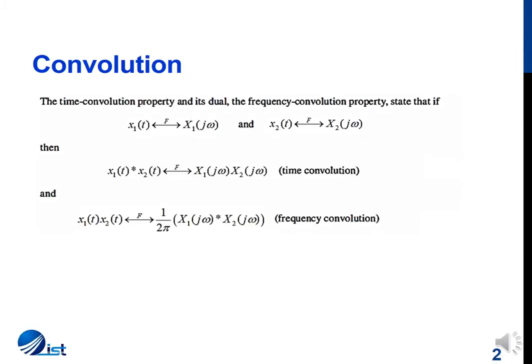The convolution property for both the time domain and frequency domain can be stated as follows. If a signal x1 of t has a Fourier spectrum x1 of j omega and another signal x2 of t has the Fourier spectrum x2 of j omega, then when both these signals are convolved, their frequency spectra are multiplied. So if the convolution in time is expressed by another signal x3 of t, then x3 of j omega is a product of the individual frequency spectra for x1 of t and x2 of t.